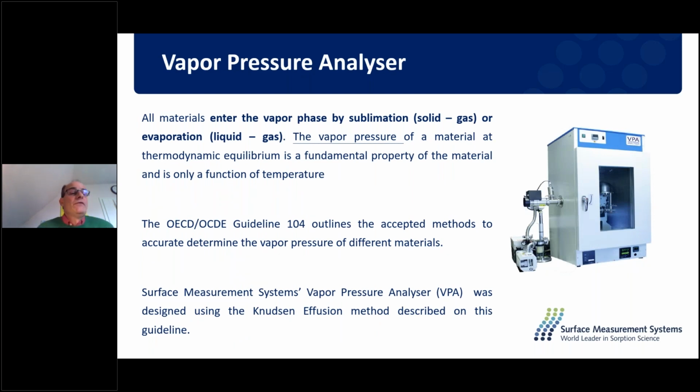And here, in short, the vapor pressure analyzer. All materials enter the gas phase by sublimation for solids or evaporation when going from a liquid to a gas. And the vapor pressure of a material at thermodynamic equilibrium is a very important property of the material or of the liquid, as a function of temperature. And as we'll see, we are following the OECD guideline and using the Knudsen method. As I said, more later.